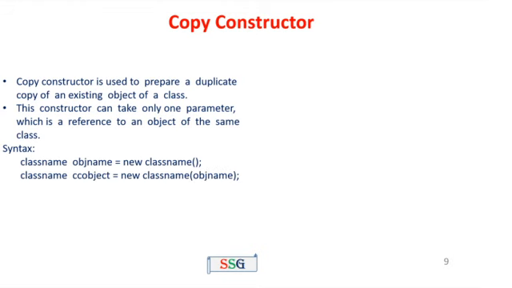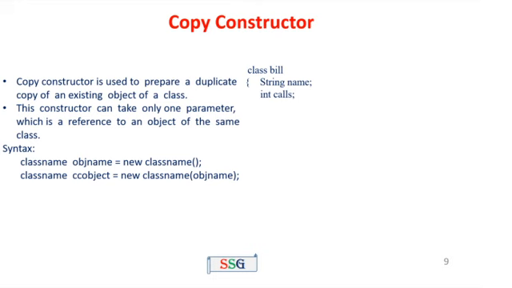Okay, the syntax for the copy constructor: class name, object name equal to new class name. That is the normal object creation. If you want to create a duplicate copy, then class name, copy constructor object equal to new class name, and inside the brackets the object name, which is the existing object. That means the CC object as well as the OBJ object are both the same. Here both objects are the same.